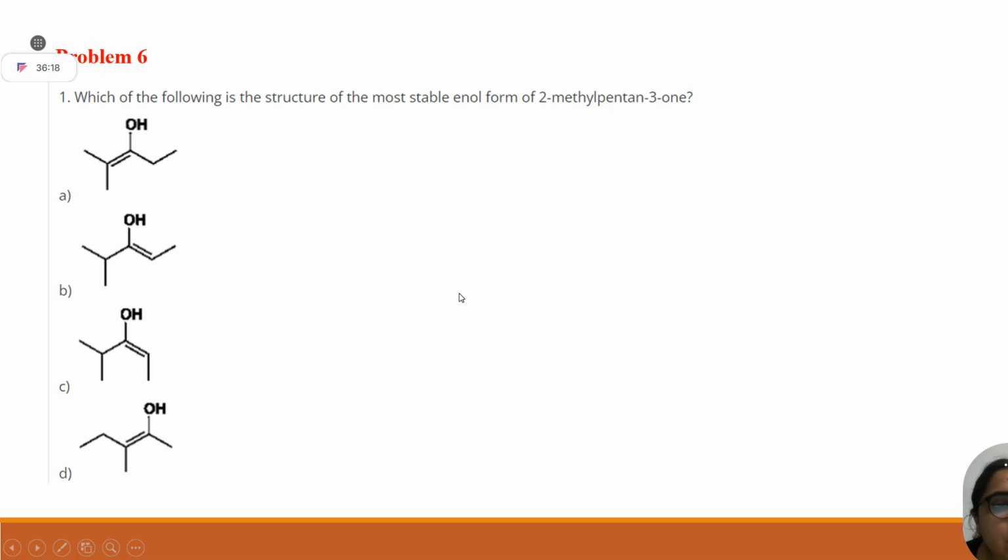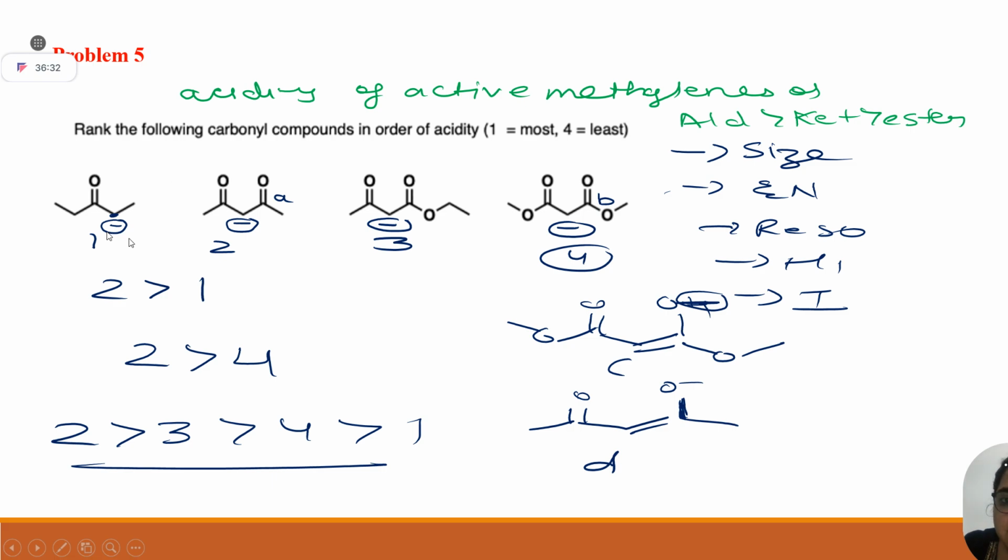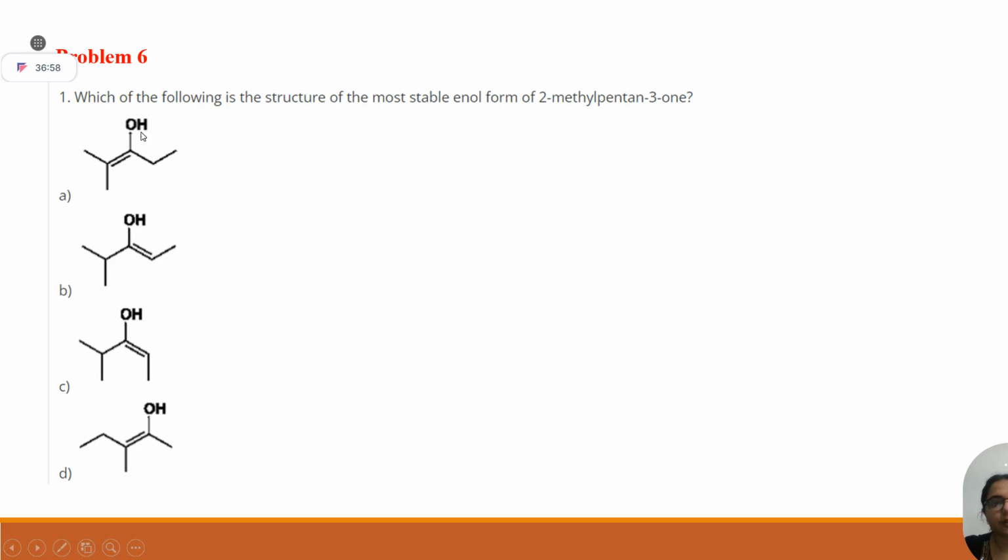Okay, which of the following is the structure of the most stable enol form of 2-methyl pentan-3-one? What you can do is, in problem number 5, whatever structures I have given to you, just read about these in Claydon, or type these structure names in Google and find their pKa. And in the next class, we will discuss the pKa of these compounds. Then on the basis of pKa, we will decide their acidity again. You just have to find the pKa values of all these carbonyl compounds. We will discuss in the next class. Okay, good.